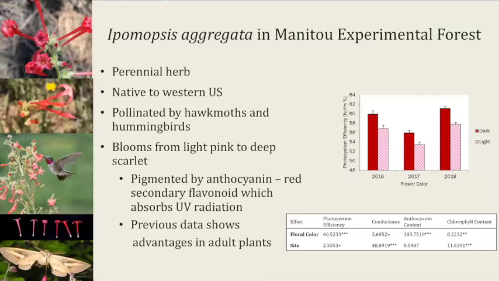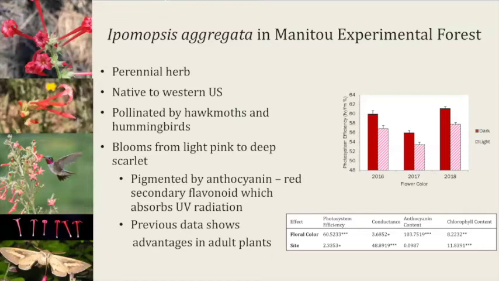Previous work on the species postulates differentiation between light and dark red floral morphologies, either in response to difference in pollinator preference or as adaptation to UV stress. As can be seen in the bar graph on this slide, adult Ipomopsis aggregata plants in MEF have shown significant differences in photosystem efficiency between dark red and pink individuals, with darker morphologies having an advantage over 3 consecutive field seasons. Darkly colored adult plants also had significantly higher anthocyanin and chlorophyll content, indicating that dark color is due to high anthocyanin content and could be related to advantages in chlorophyll content.